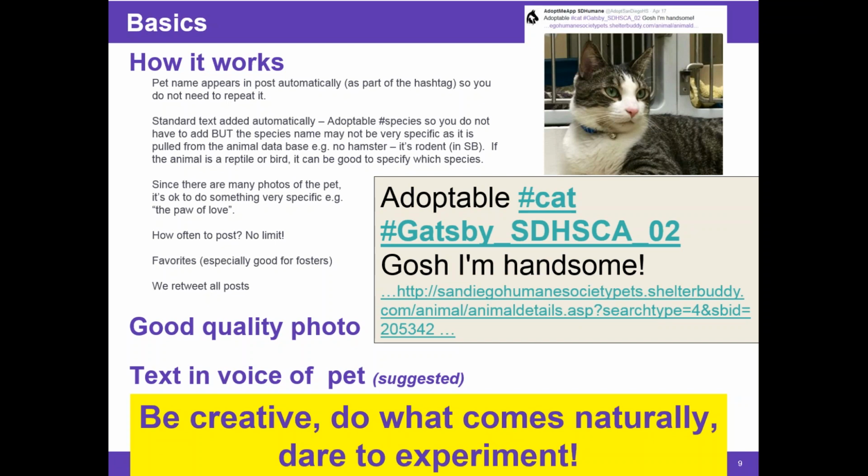We get asked a lot how often one should post, and the answer is as much as you want. There's a lot of good ways to use the app to tell a story. You can use multiple posts to tell a single story, so you can start with one thing and then continue with another picture and make it a narrative. So there's really no wrong way to go about it.